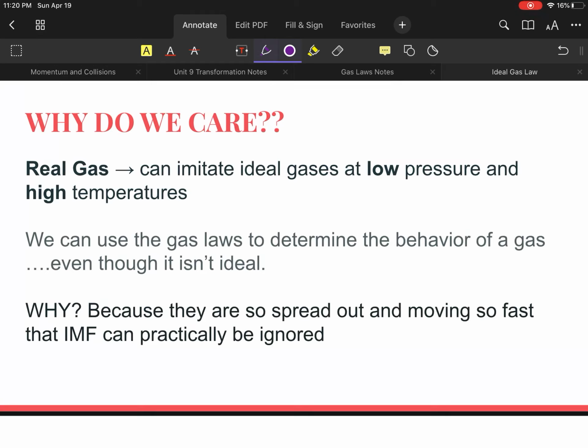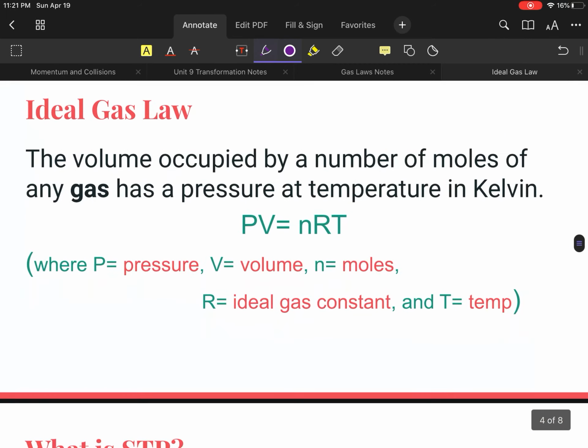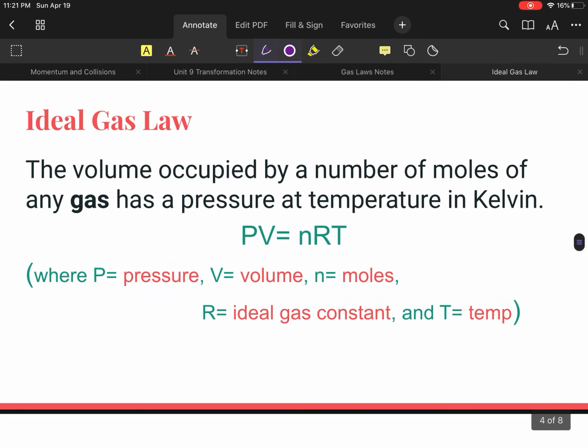There's nothing really fancy. With a real gas, anytime it's very hot, high temperatures and low pressure, that's where we get virtually no forces. The particles are moving so fast that those forces can't interact. So that's how we get to the no forces rule. We ignore those forces.